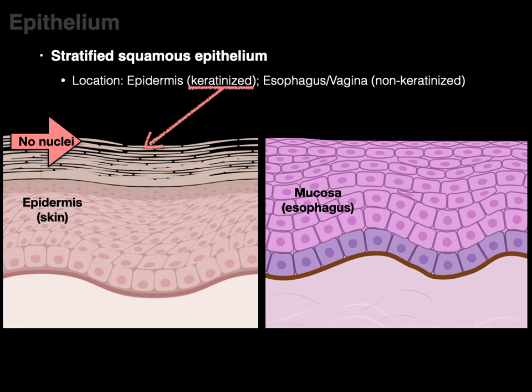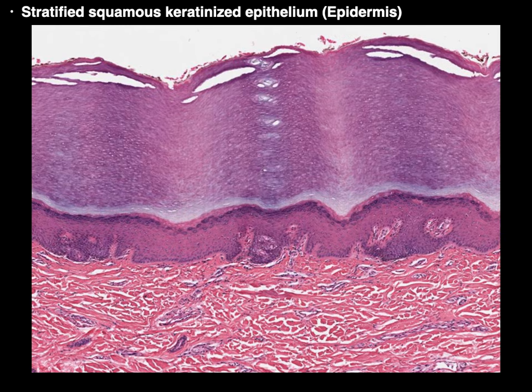And you'll notice that there's no nuclei. That's how you tell keratinized stratified squamous epithelium. The apical cells have no nuclei. Whereas in the esophagus and vagina, it's non-keratinized. You don't have the keratin, but you see nuclei, and that's how you can tell the difference when you're looking under a microscope. So let's look at stratified squamous keratinized epithelium in the epidermis.